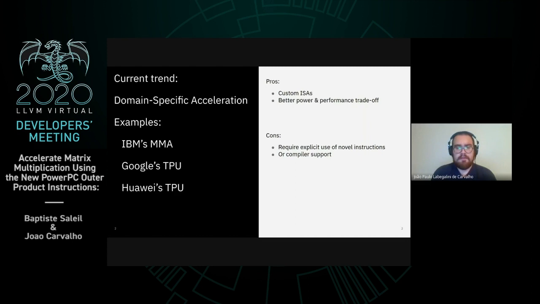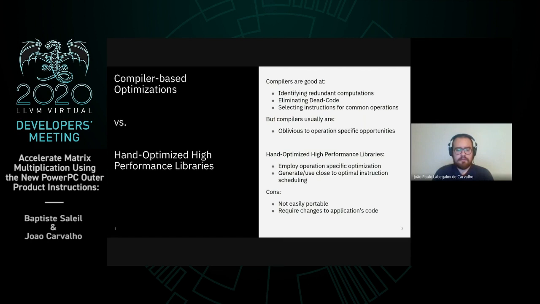The advantage of such domain-specific acceleration is that it is a better fit to the problems in the domain, and it usually provides a better power and performance trade-off than general-purpose hardware. However, the disadvantage is that it requires explicit use of novel instructions or compiler support in order for programs to take full advantage of the accelerator. Domain-specific acceleration is usually enabled by compiler-based optimizations or hand-optimized high-performance libraries.